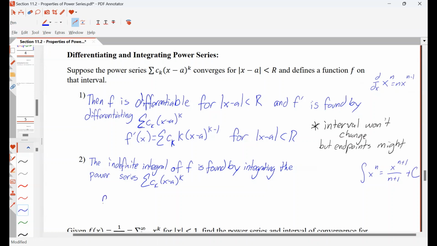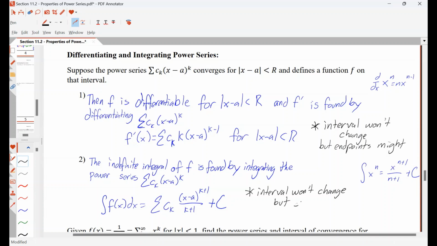So we would do the same thing. The integral of f of x dx is the series. The c sub k is just a constant. And then we will take this x minus a, add 1 to the exponent, and divide. Plus c. Still, the interval won't change, but endpoints might.